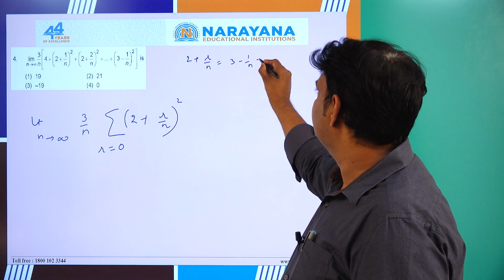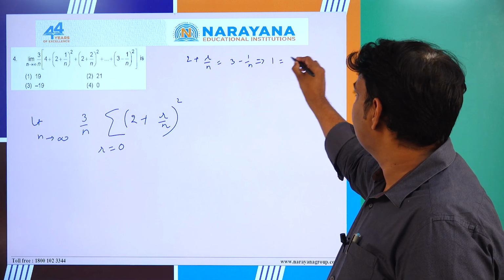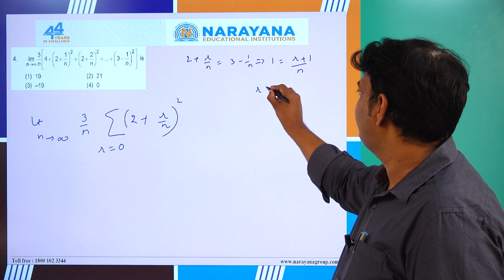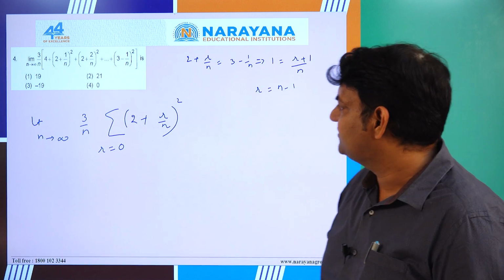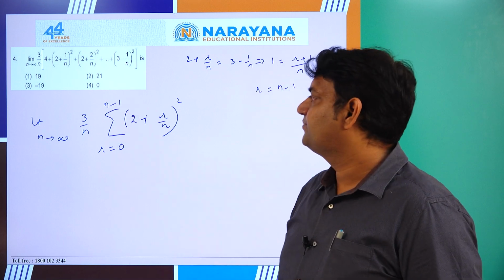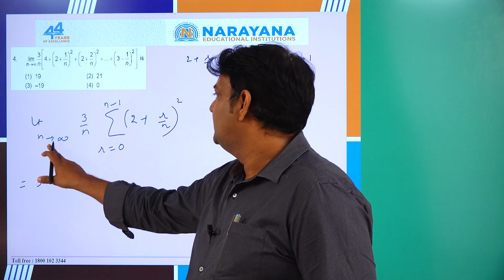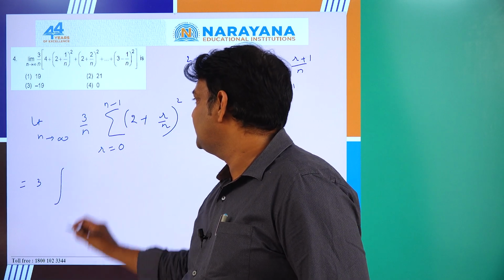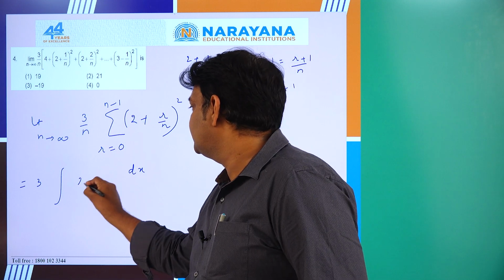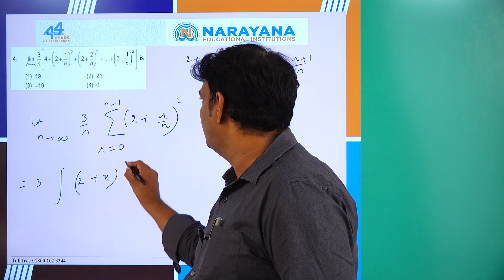So that is 2 minus 1, 3 minus 2, 1 is equal to r plus 1 by n. So clearly the value of r is n minus 1. So r is varying from 0 to n minus 1. Now you know that this constant 3, keep it outside. Limit sigma you will change with integral sign, 1 by n you will change with dx, 2 plus r by n will be replaced by x whole square.